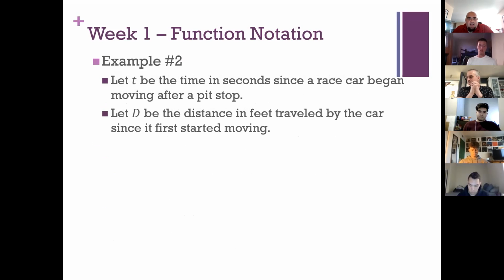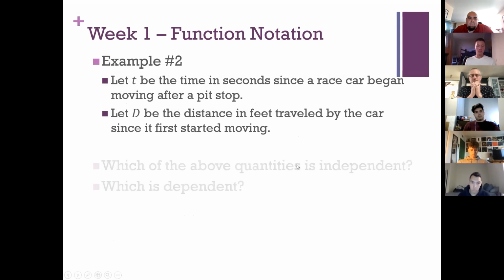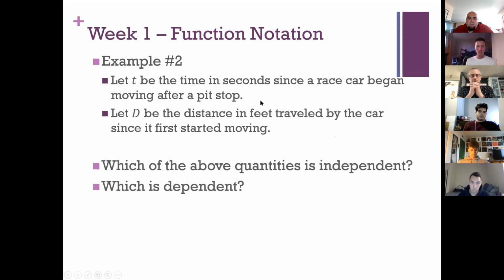All right, so now I'm giving you a different context here. I want t to be the time in seconds since a race car began moving after a pit stop. And I want capital D to be the distance in feet traveled by the car since it first started moving. Which of the above quantities is independent and which one is dependent?